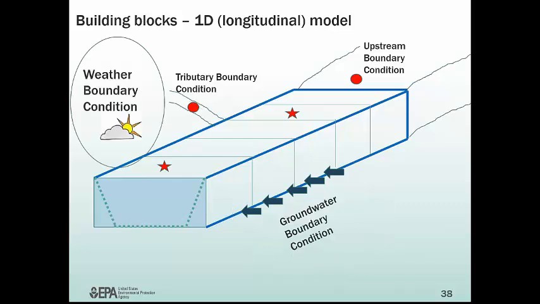Okay, another boundary condition is not water flowing into the system, but rather the weather affecting the surface of the water. And we particularly need weather if we're going to be simulating temperature. And we also might need solar radiation to address algae growth.